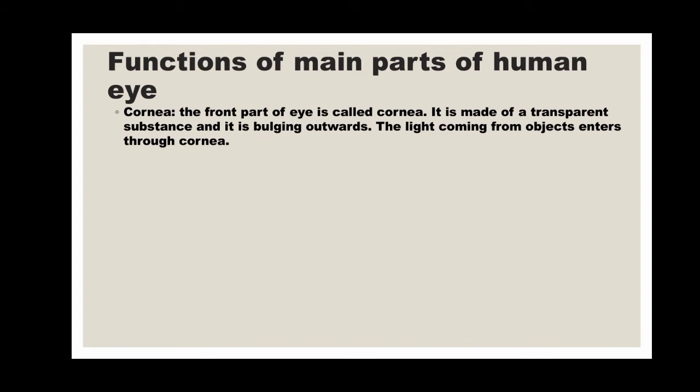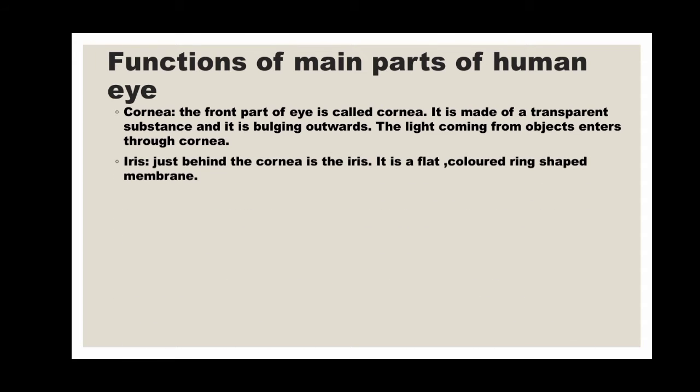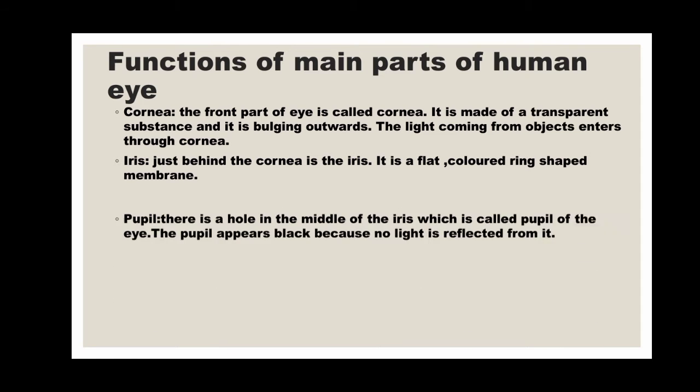Functions of main parts of human eye. Cornea. The front part of eye is called cornea. It is made of a transparent substance and it is bulging outwards. The light coming from objects enters through cornea. Iris. Just behind the cornea is the iris. It is a flat colored ring shaped membrane.